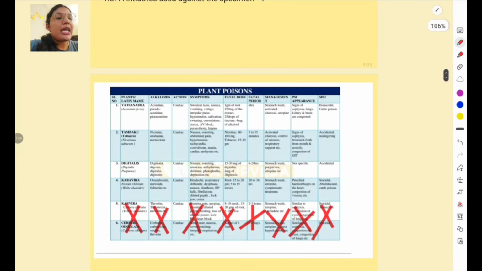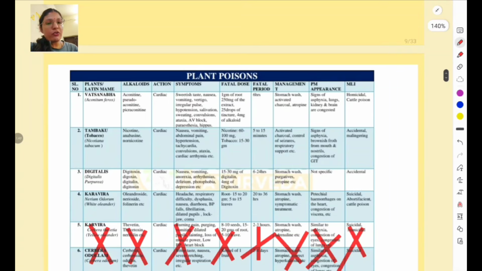Okay, so here I have written all these key essential points. For example, Vatsanabha is an aconitine poison. It contains aconitine, pseudoaconitine, and picroaconitine, and it acts as a cardiac poison. Then these are the symptoms: sweating, nausea, vomiting, vertigo. Along with that are the fatal dose and fatal period. Management is basically stomach wash, and then post-mortem appearance and medico-legal aspects.